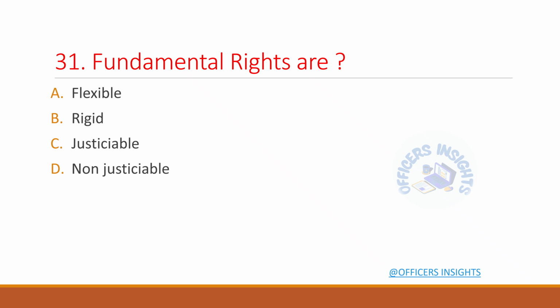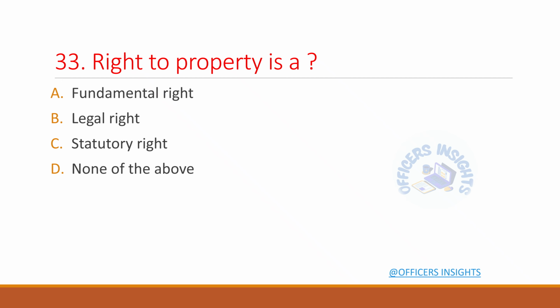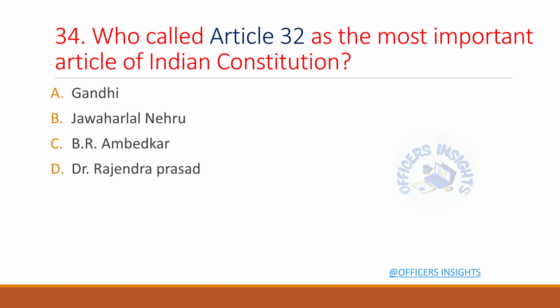Fundamental rights are. Correct answer is justiciable. By which amendment right to property was abolished? Correct answer is option B, 44th Amendment. Right to property is a. Correct answer is option B, legal right.